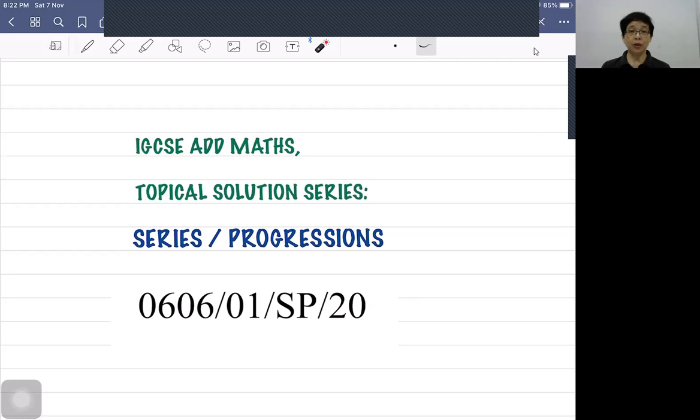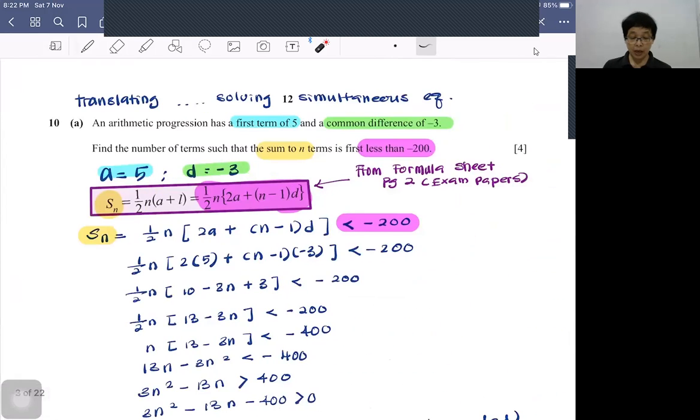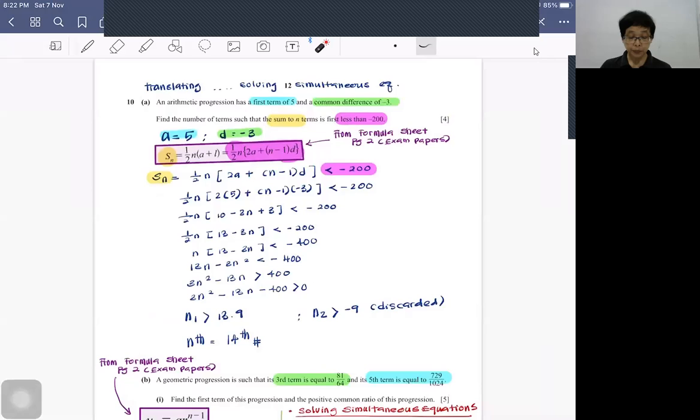In this video, we're going to look at the topic of series. The subject or paper code that we're going to look at is IGCSE Maths 0606. The question on series or progression that we have chosen for this video is from the specimen paper for examination 2020, Paper 1. Let's look into that question.